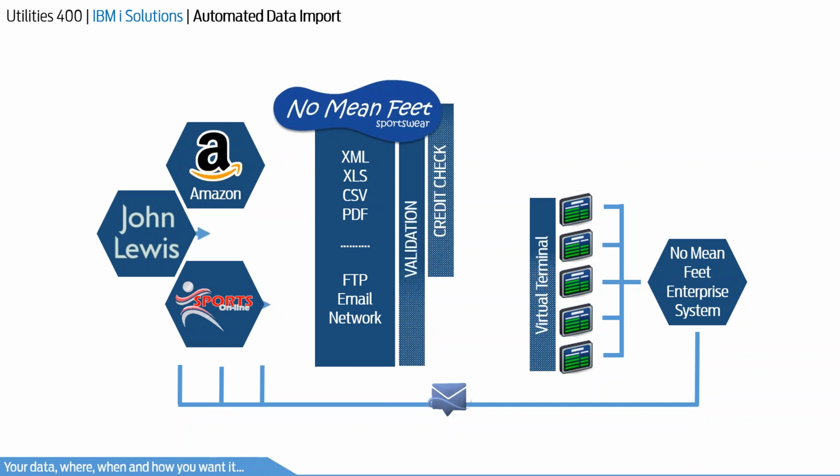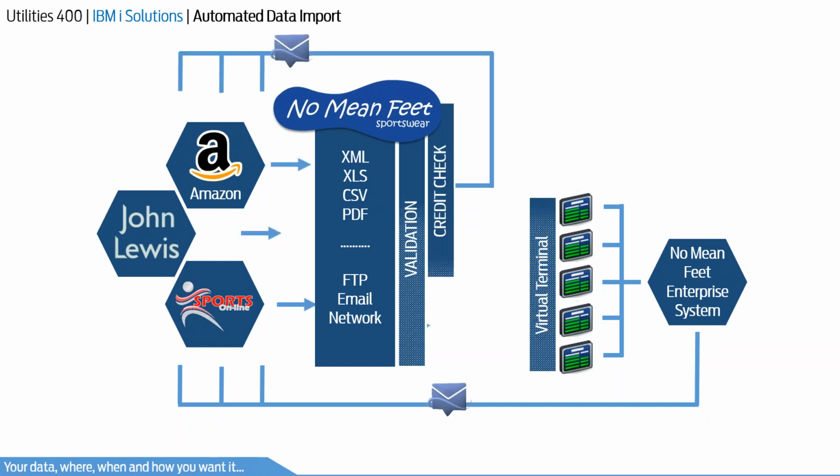We don't have to use a virtual terminal. In some cases, a customer may wish to write directly to the IBM i from the iRoute validation engine. Now, in this case, we're adding a credit check layer for the customers to pass before passing the data to the database tables. And fail or pass, we can again notify the customer of the results and ask them to check and resubmit if necessary.